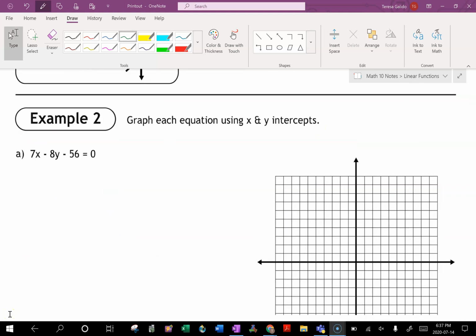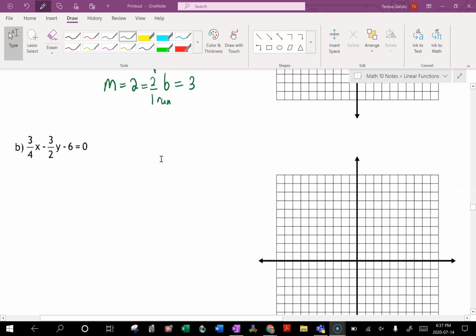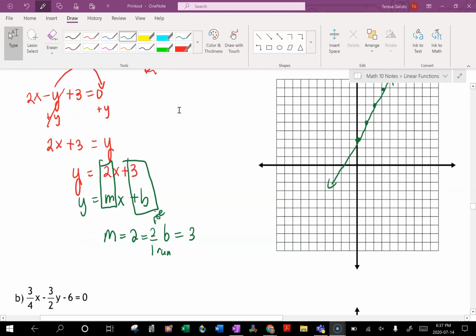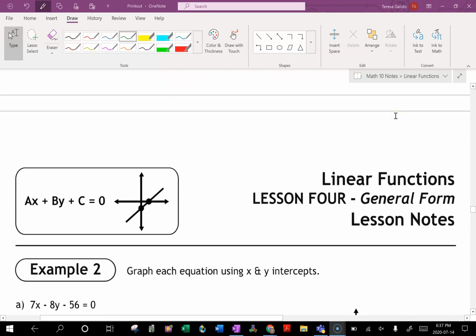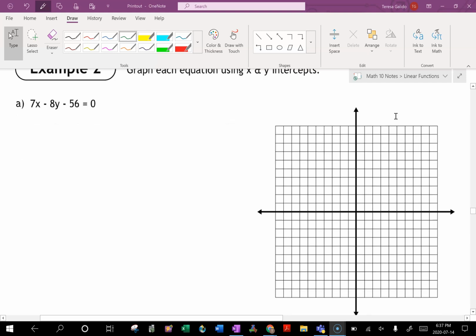Let's do example 2 here, and we're going to graph it using the x and the y intercepts this time. If you can recall, in example 1 we graphed this general form by converting it first to y equals mx plus b, and from there we identified m and b and graphed the line. Another way to graph our line is to find the x and the y intercepts.